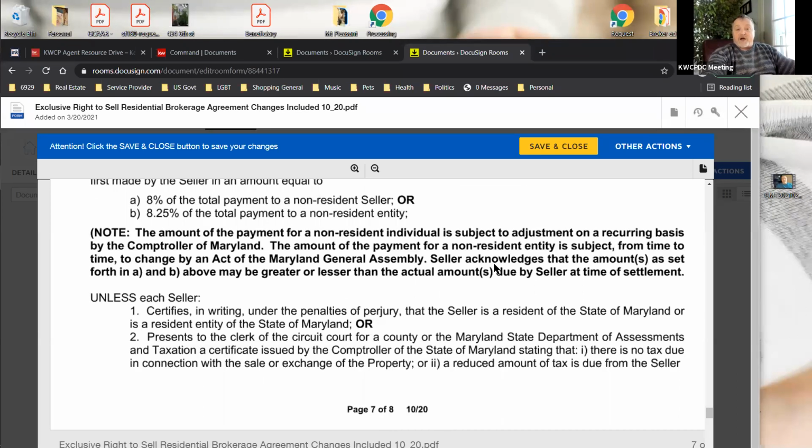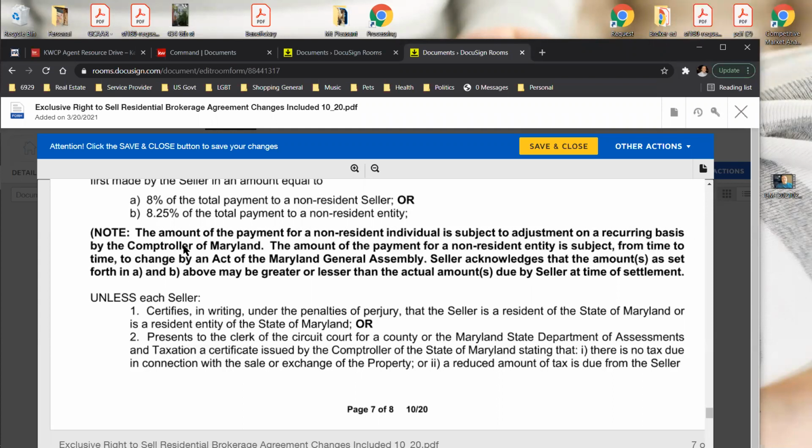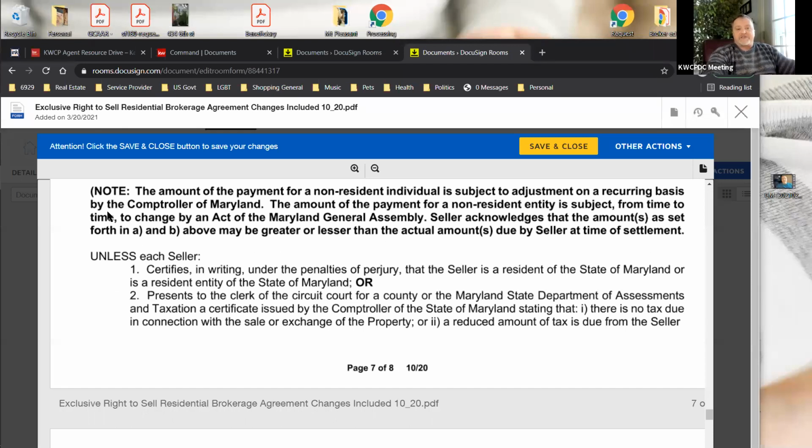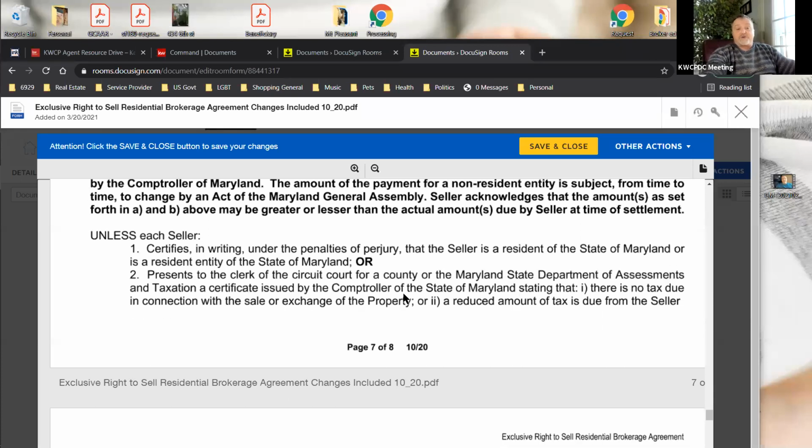The amount of payment for a non-resident individual is subject to adjustment on a recurring basis. Oh, we already covered that. So the payment of that fee is due unless the seller certifies in writing under penalties of perjury that the seller is a resident of the state of Maryland, or is a resident entity of the state of Maryland, or number 2, presents to the clerk of the circuit court for a county or Maryland's Department of Assessment and Taxation a certificate issued by the comptroller to the state of Maryland stating that there is no tax due in connection with the sale or exchange of the property. Chances are they're not going to get that.